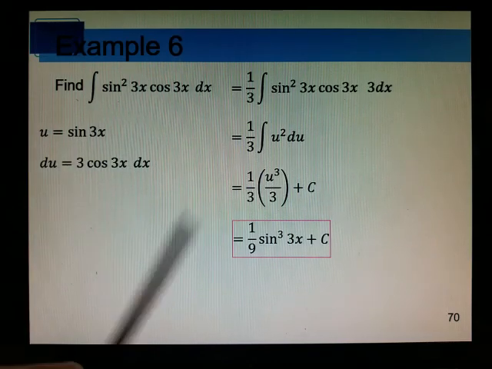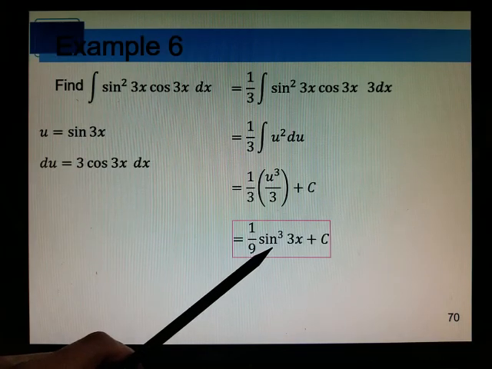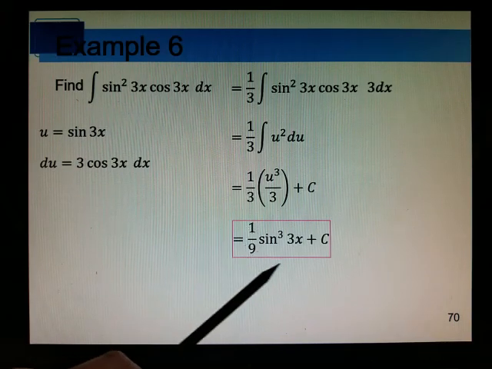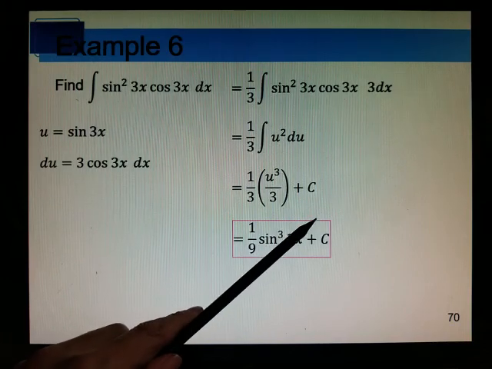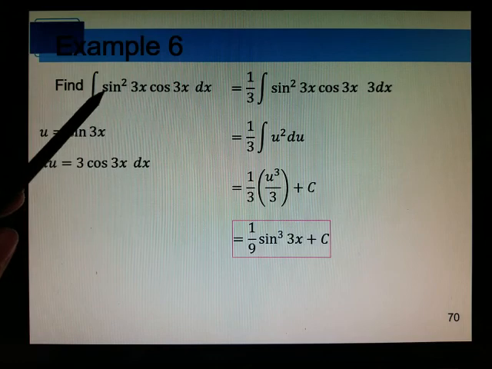And again, you could check your answer by taking the derivative of this, going back to that. And to take this derivative, you would have to do the chain rule. Because remember, this would be sine of 3x in parentheses raised to the third power. So make sure you do that chain rule appropriately to be able to check if it went back to this.